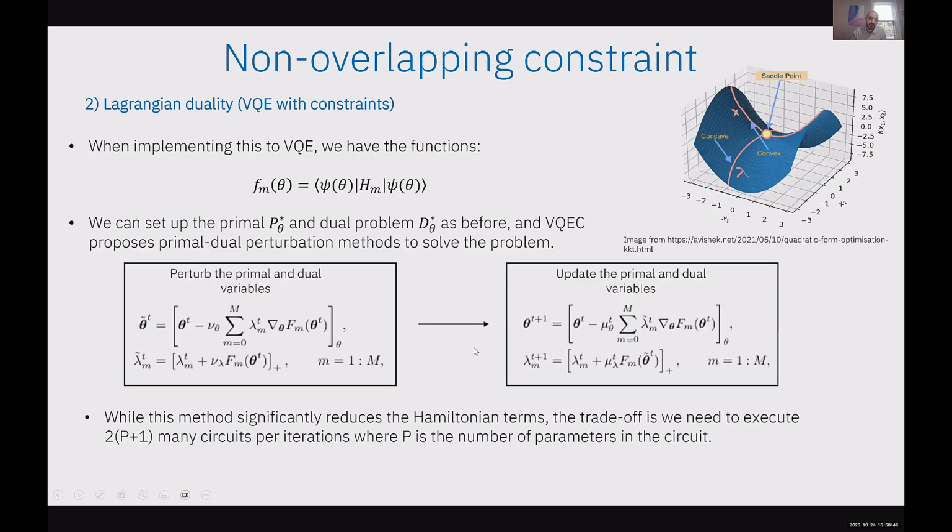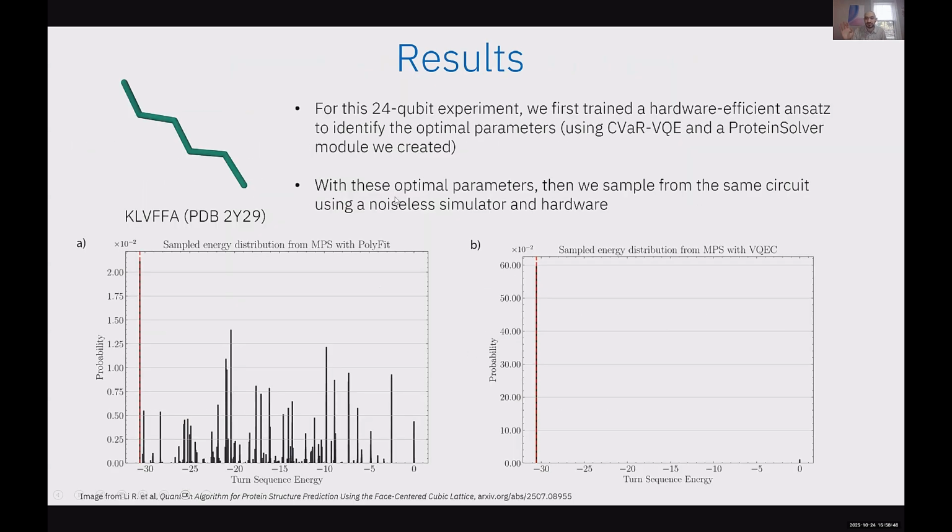And finally, let me just show you some results and how this works. So we had this 6 residue, pretty simple protein, to be honest. But we just wanted to show that the new algorithm that we built works. This is a slightly bigger experiment, 24 qubits, and we ran this on the hardware. But what you see on this slide is actually the results that we get on the noiseless simulator.